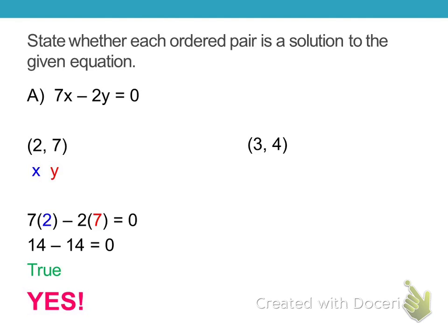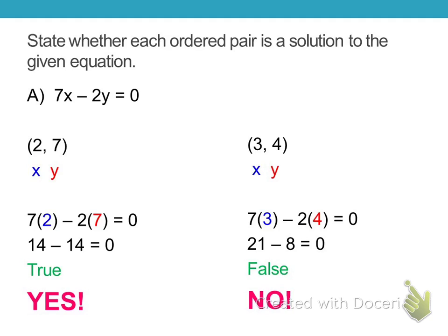All right, so here's our next ordered pair. Which one's the x? 3. Which one's the y? 4. So rewrite the original equation. Instead of x, I put a 3. Instead of y, I put a 4. Number next to a variable means multiply, so I rewrite this just with multiplication. What is 7 times 3? 21. What is 2 times 4? 8. That is false, right? 21 minus 8 is definitely not going to be 0. So is this a solution? No.